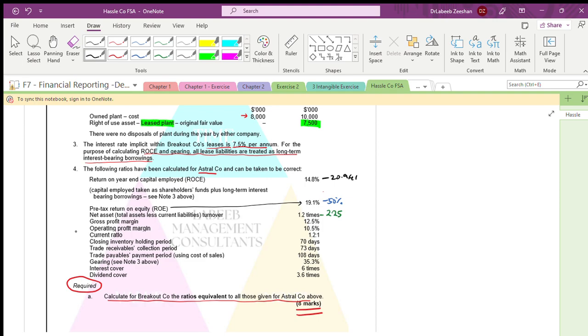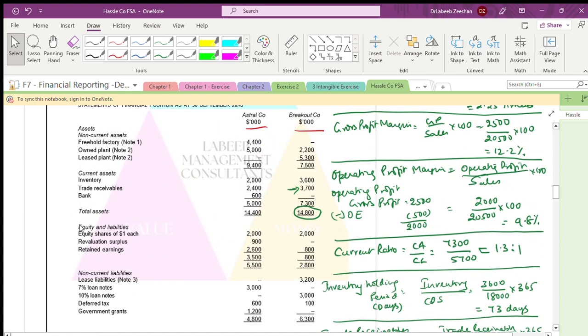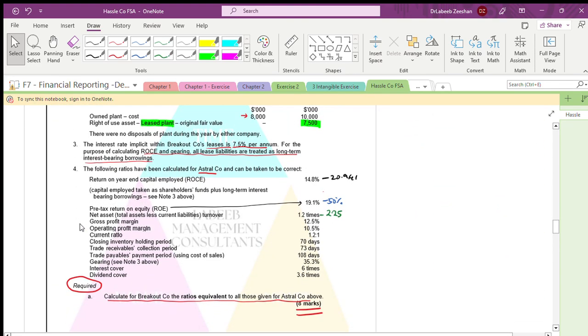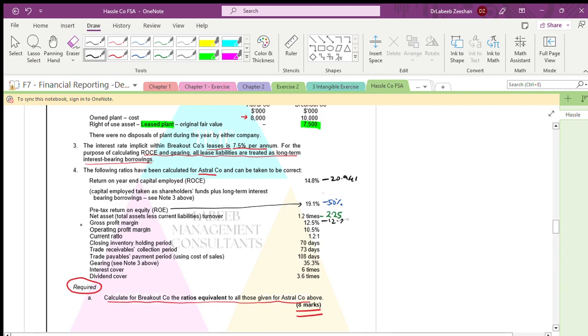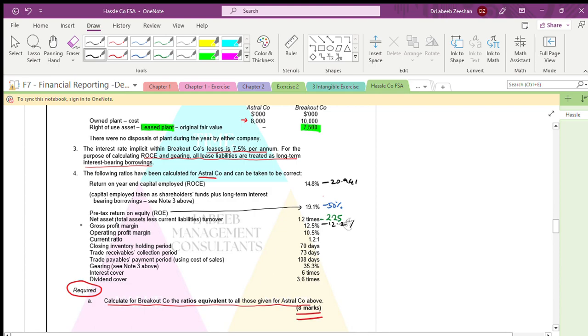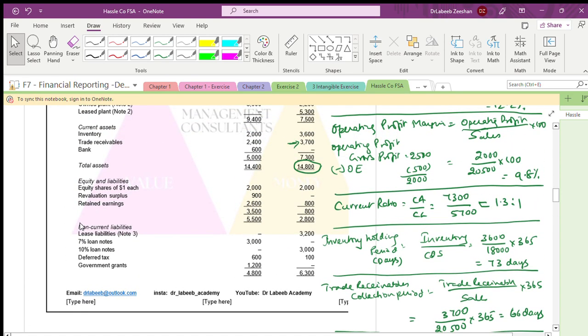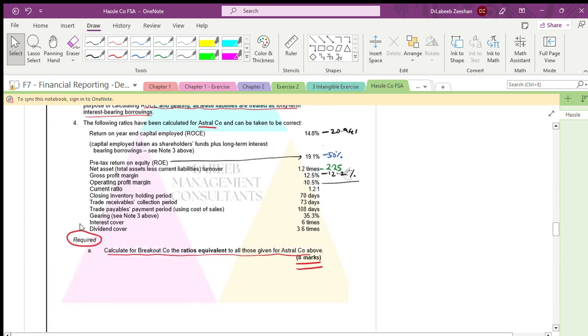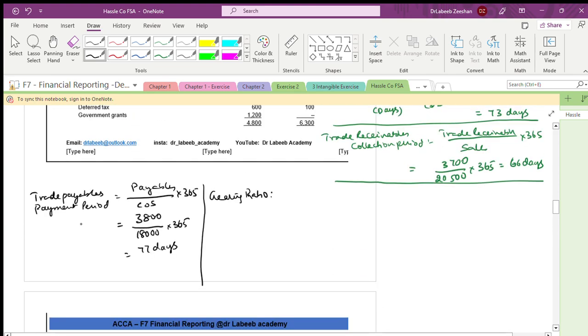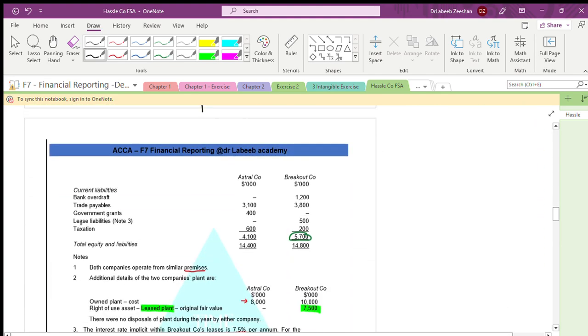Gross profit margin, how much we have calculated? It was 12.2%. Gross profit is good. What is the operating profit margin? Operating profit margin we have calculated is 9.8%. How much is the current ratio? 1.3:1.